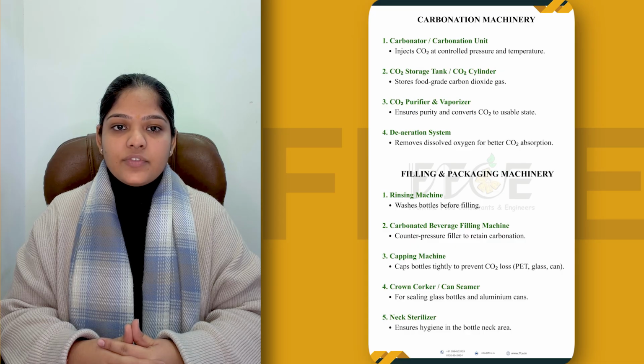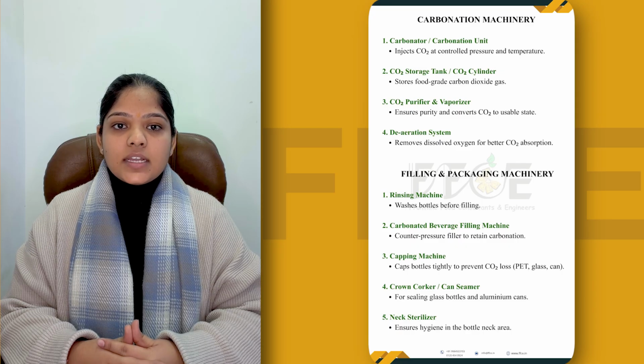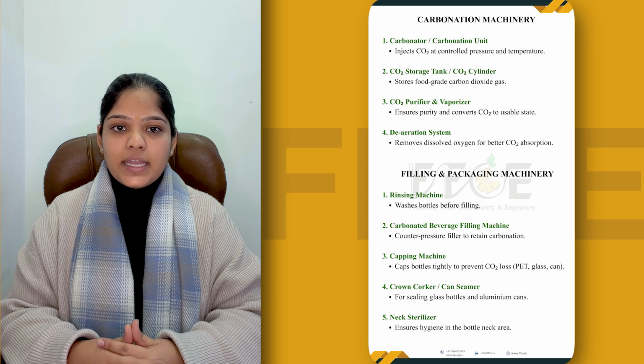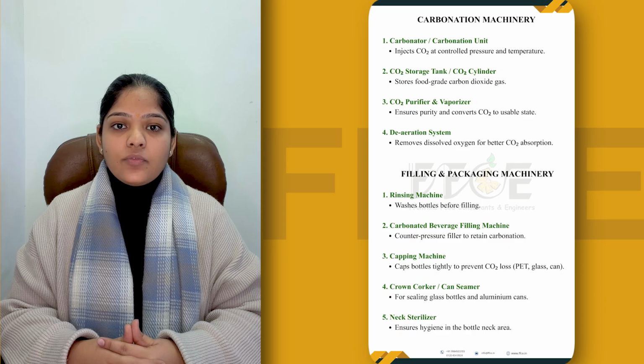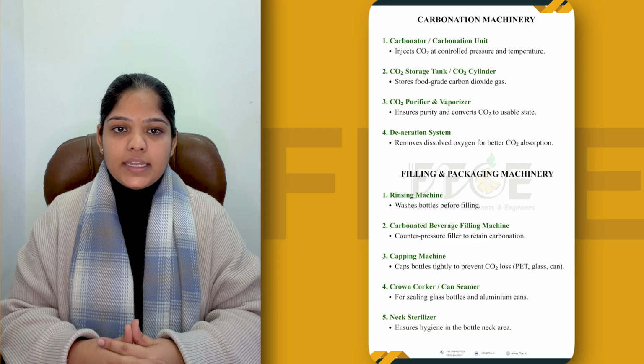Bottles or cans are first cleaned using a rinsing machine to remove dust or contaminants. Filling is carried out using counter pressure filling machines, which prevent CO2 loss during filling. Immediately after filling, bottles are sealed using automatic capping machines for PET bottles, crown corkers for glass bottles, or can seamer for aluminium cans. A neck sterilizer ensures hygiene in the critical bottle-neck area.